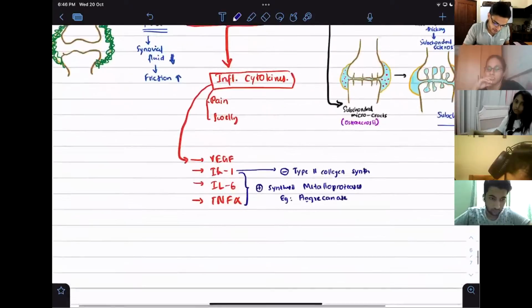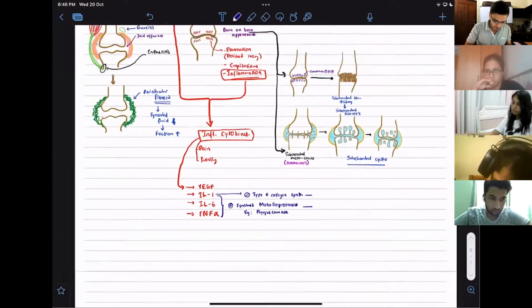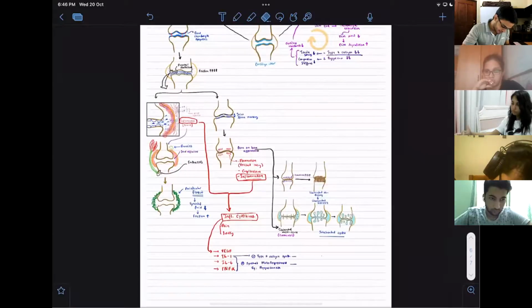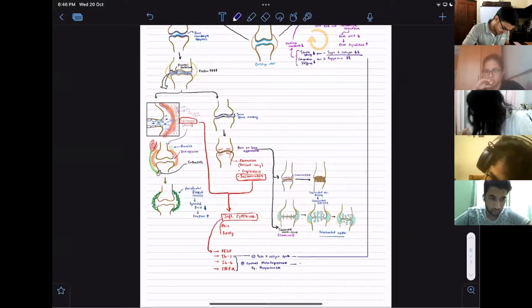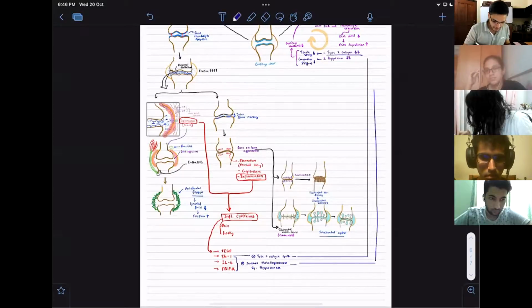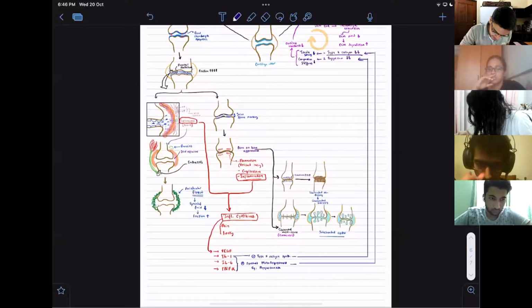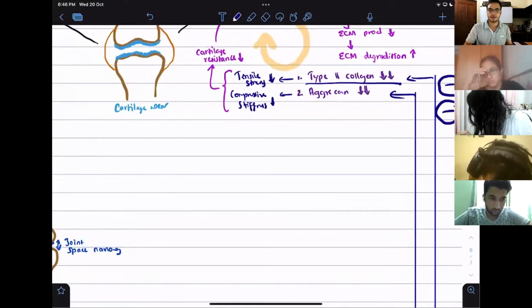What is happening? Look at this. Type 2 collagen synthesis inhibitor. Aggrecan is also going to be destroyed. Now, what I want you all to do is take an arrow like this, join it to those two, and put an inhibition sign here. This is why I told you all to keep the space. Nothing else, just two arrows. You can put a big inhibition sign. Both of these, type 2 collagen reduced, aggrecan reduced.